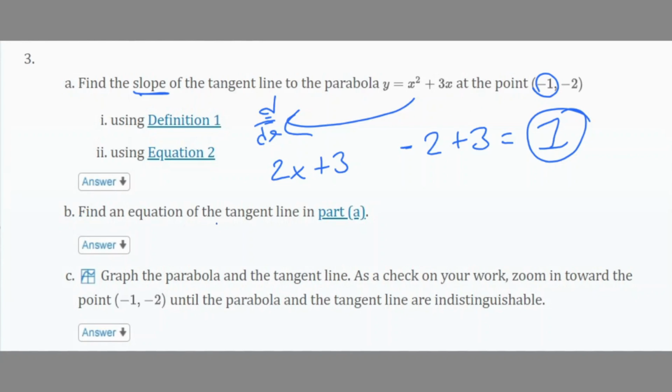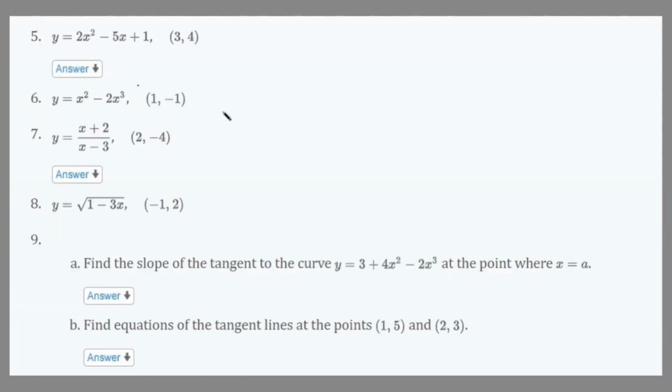Find an equation of the tangent line, which we kind of already did right here. 2x plus 3. That is the tangent line equation for x squared plus 3x, which is just the derivative of it. So if this was a position function, this would be the velocity function. It would give you the velocity. Alright, so let's move on to these questions over here.